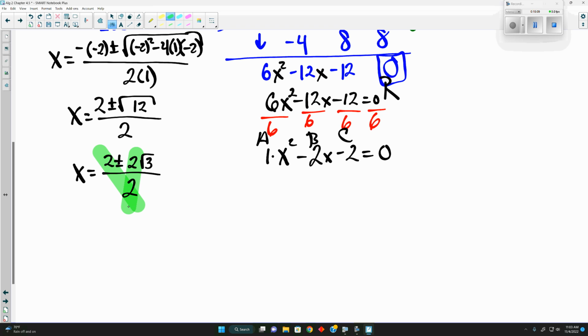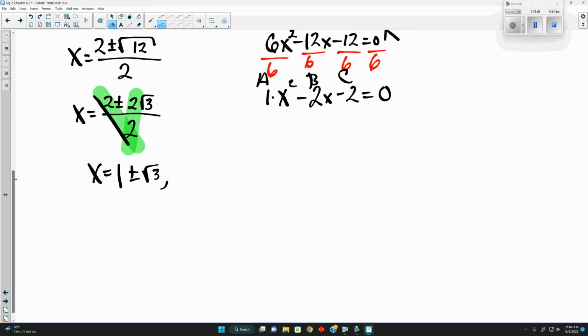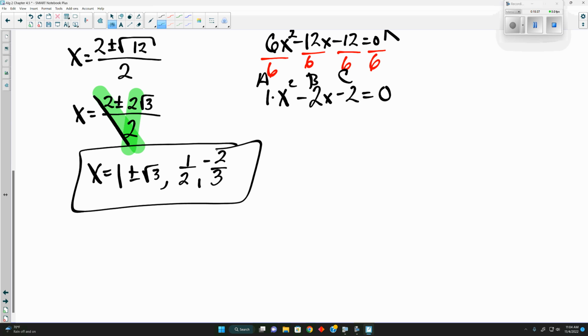Do both of these here divide by 2? Yeah, if they all are divisible by 2, we can take the 2 out. We can factor it out. Well, here 2 divided by 2 is 1. Here it's 1, so we're just left with the square root of 3. So 2 of the solutions are 1 plus or minus the square root of 3. We also have 1/2 and negative 2/3.